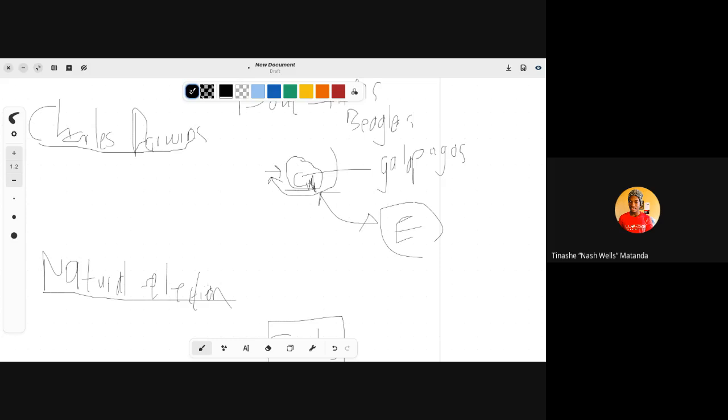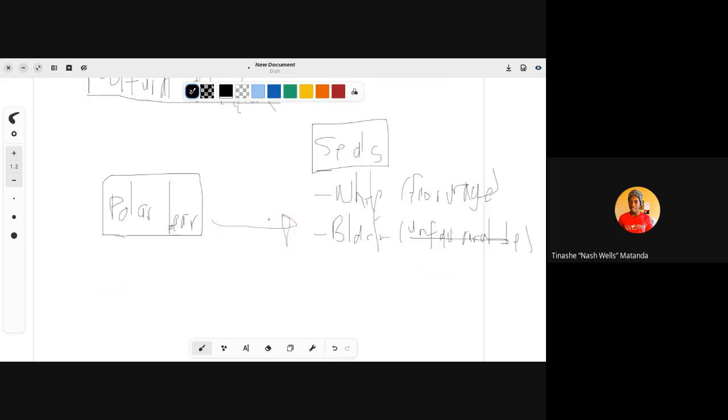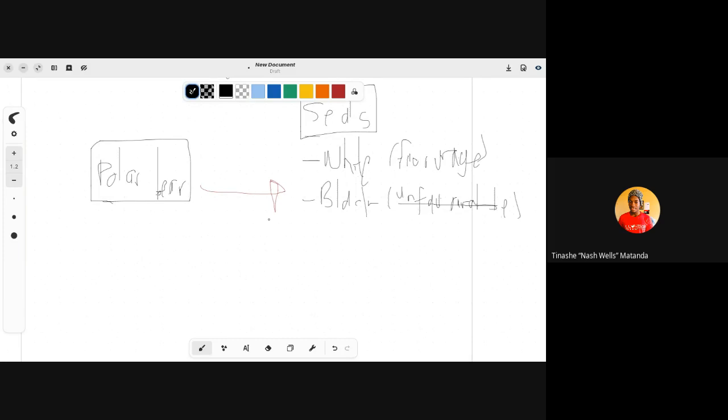Okay, and that is the concept and the idea behind Charles Darwin's theory of natural selection. Any question on the concept of natural selection? Okay, so I'm guessing there are no questions by means of silence.